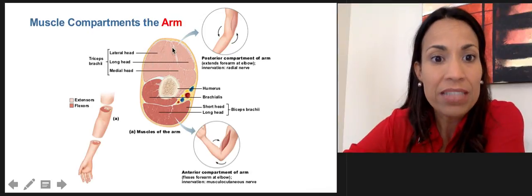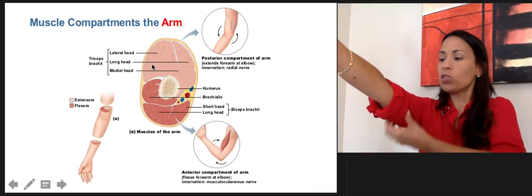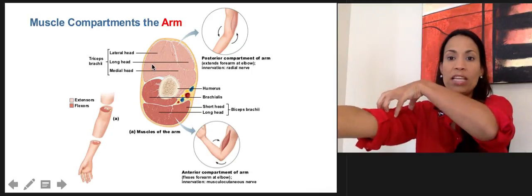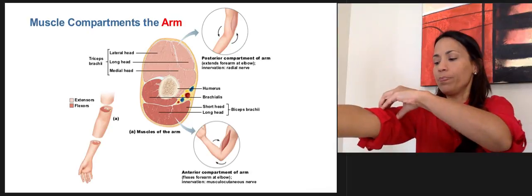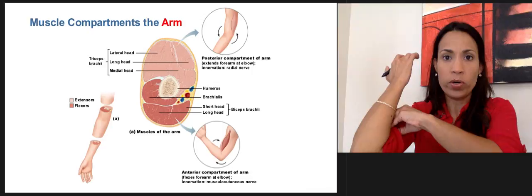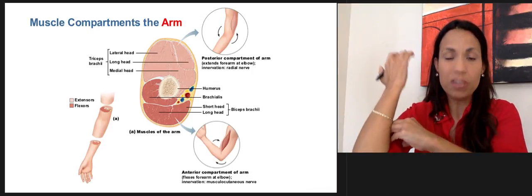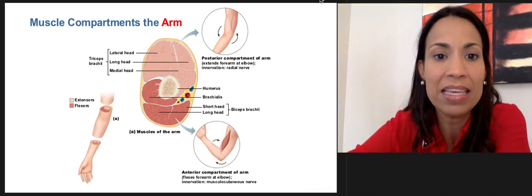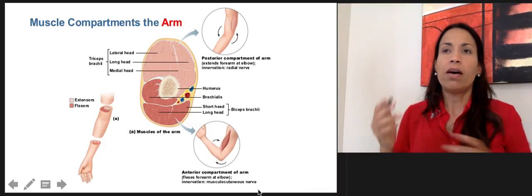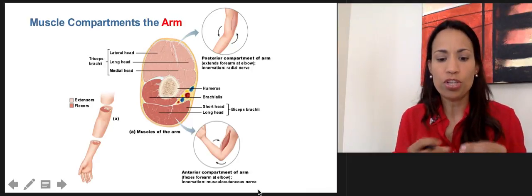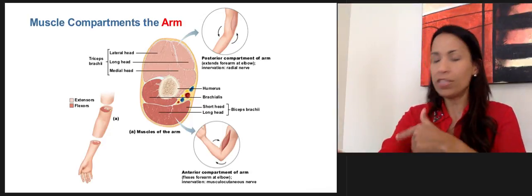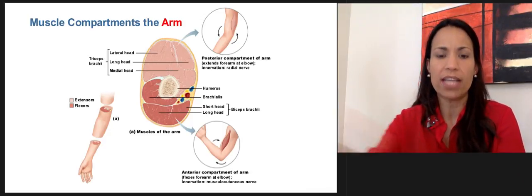Now, the action of all of these posterior compartment muscles is to extend the forearm at the elbow, and the action of the anterior compartment of the arm is to flex the forearm at the elbow. All of these muscles are innervated by the musculocutaneous nerve, which is in here. Remember, when I ask you about the innervation, you need to give me a nerve, the nerve that is stimulating these muscles to contract.